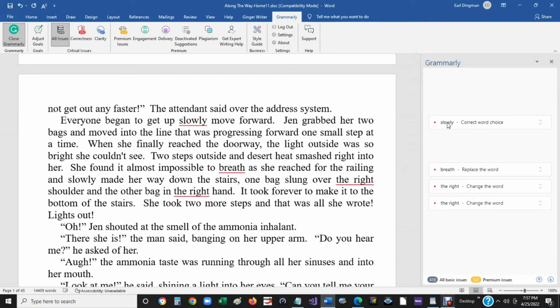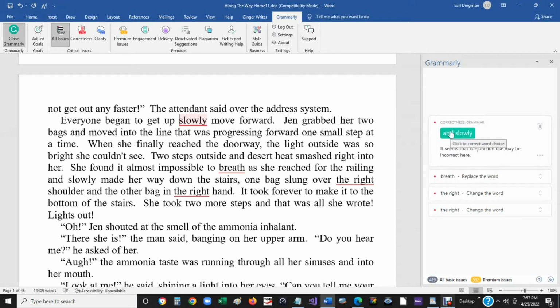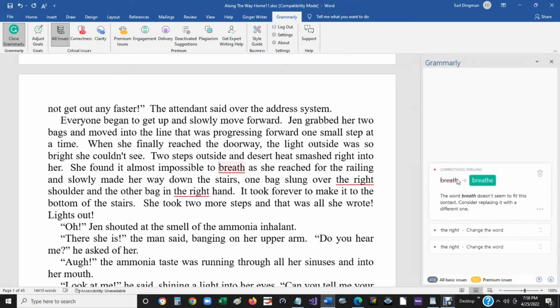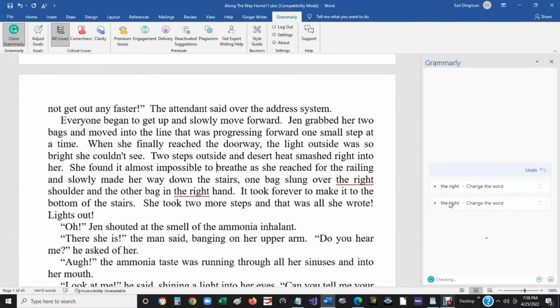Everybody began to get up and slowly move forward. We're going to keep that adverb. I don't want people to think they're rushing. I don't want the reader to think they're going at a normal pace. Everyone's in a plane. It's tight. They get up and they slowly move forward. And it's going to add an and. Everybody began to get up and slowly move forward. It's going to change breath to breathe. It's going to do that several times.